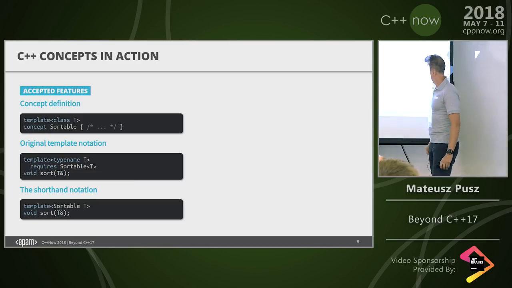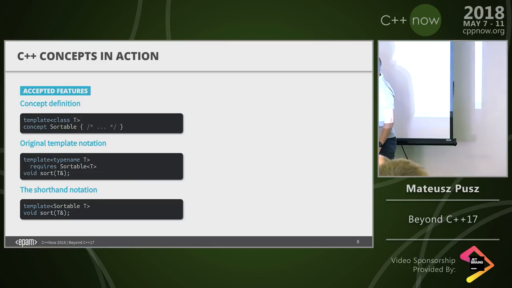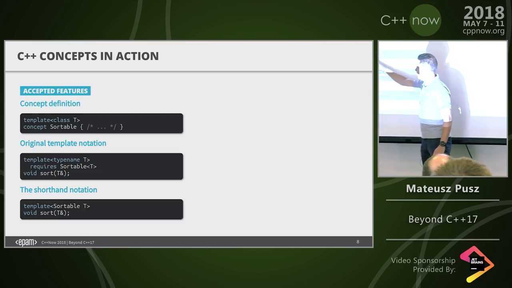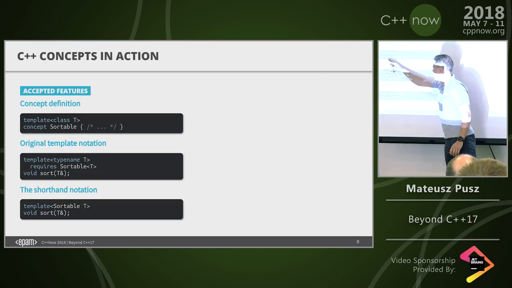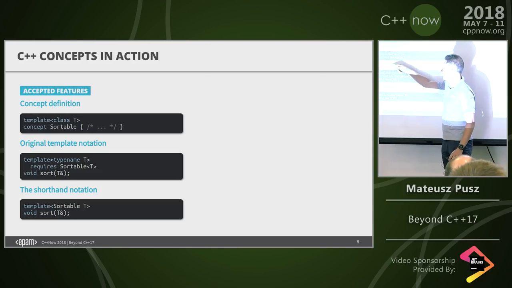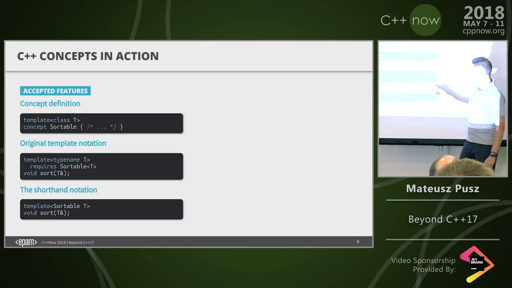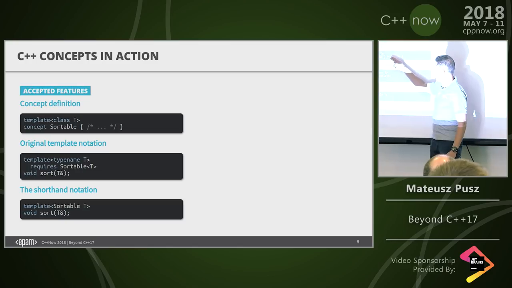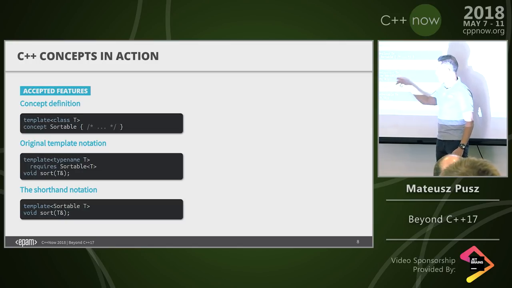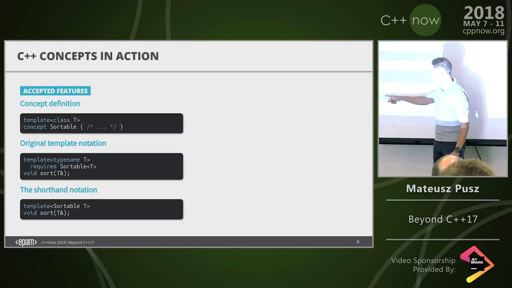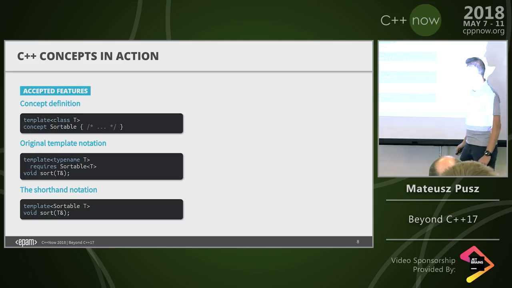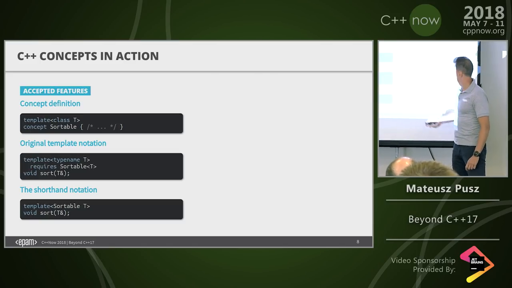So basically, how do concepts look? You have something that looks like a template. Instead of just typing struct or class, you provide concept, and you provide the name of the concept. Then you can use this concept in a requires clause for your template. Or you can basically use the name directly in the template declaration instead of typename or class. This is the shorthand notation.